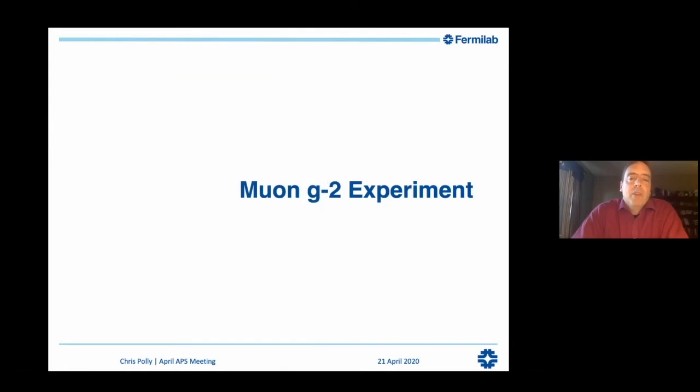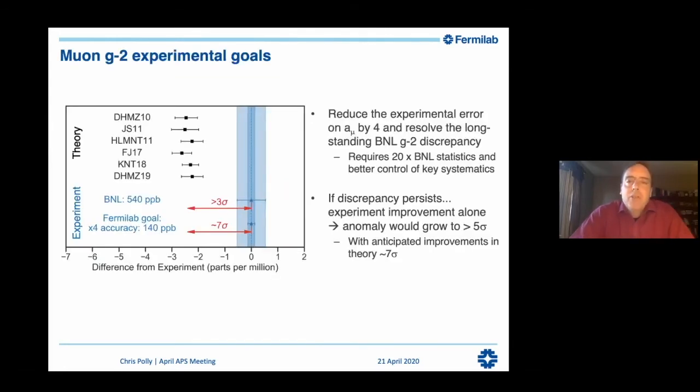Moving on to the Muon g-2 experiment. The goal of the g-2 experiment is to reduce the experimental error on a_mu by a factor of 4 and resolve this long-standing BNL g-2 discrepancy. For that, the experiment requires 20 times the Brookhaven statistics and better control of some of the key systematics. So if this discrepancy that was measured in Brookhaven persists, the anomaly without any improvement in the theory would grow to greater than 5 sigma. With anticipated improvements in the theory going into the future, that difference could in fact be as large as 7 sigma, again assuming the central values remain the same.